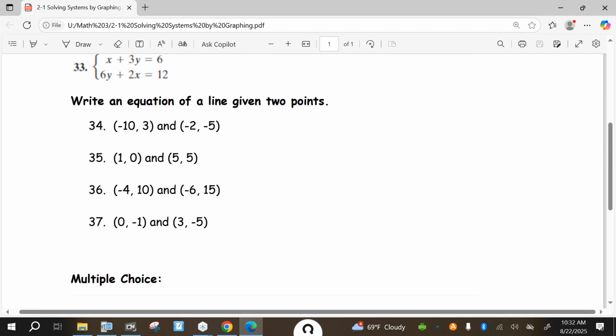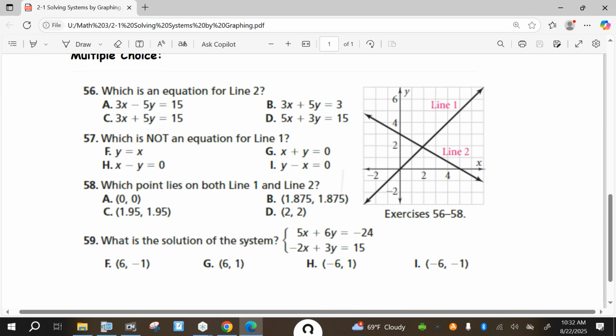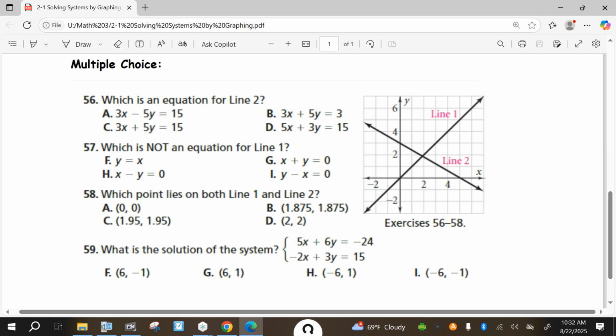The next 4 problems, you're writing the equation of a line, just like our first 2 examples in our notes. And the last 4 problems are multiple choice. You don't have to show any work for this multiple choice if you don't want to. You could do these 4 on your calculator or use the picture that's there. You got a lot of options that you could use. All right, any questions? All right, go to work.